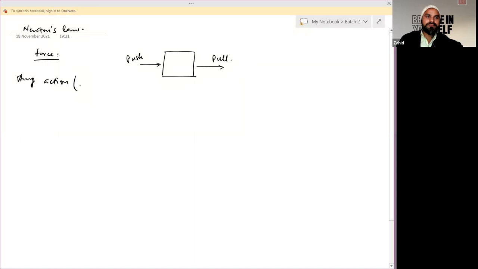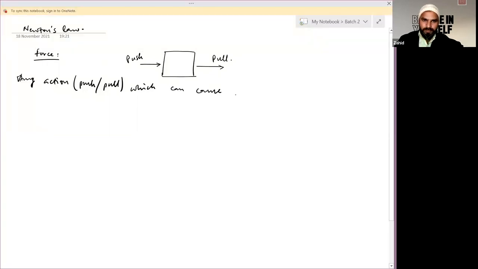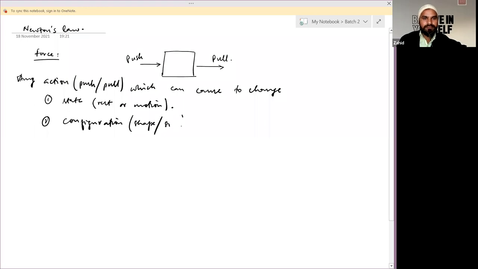Any action, push or pull, which can cause to change state, that is state of rest or motion, change in configuration, that is shape or size, or direction, then that action is termed as force. Is it clear?